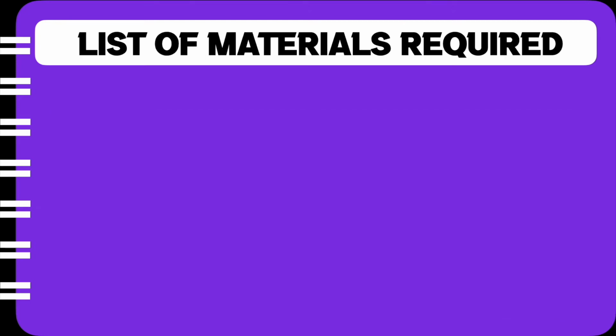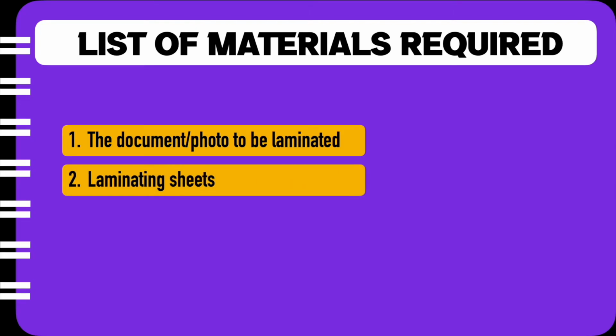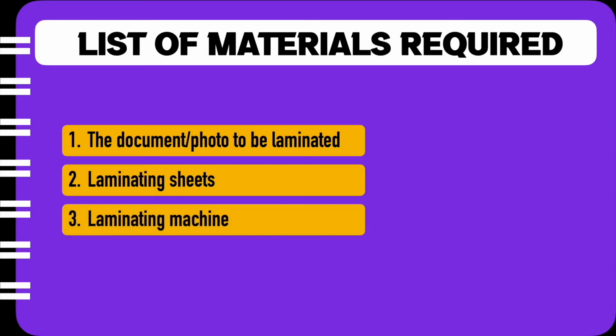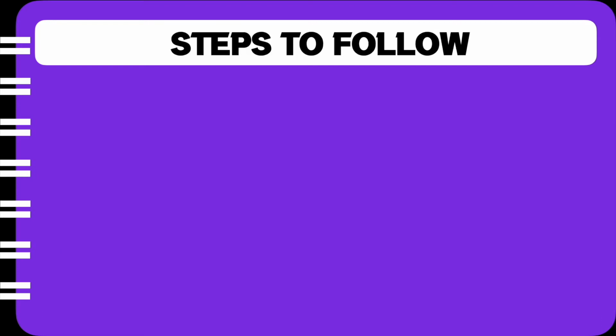Next, we want to list all the materials we will require to carry out lamination. The first one is we need to have the document or the photo which is to be laminated. At number 2, we should have the laminating sheets. At 3, we need a laminating machine. And the fourth and last thing is we need a document cutter or a pair of scissors to reshape our document after lamination. Next, we have the steps we need to follow.